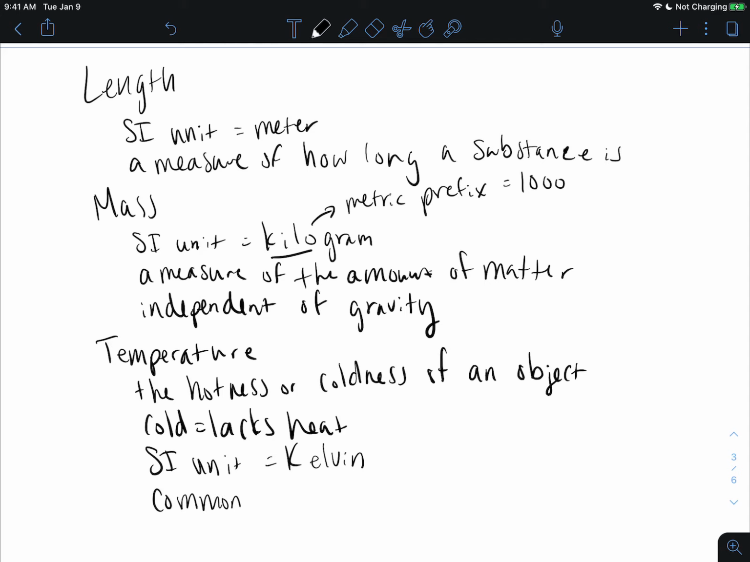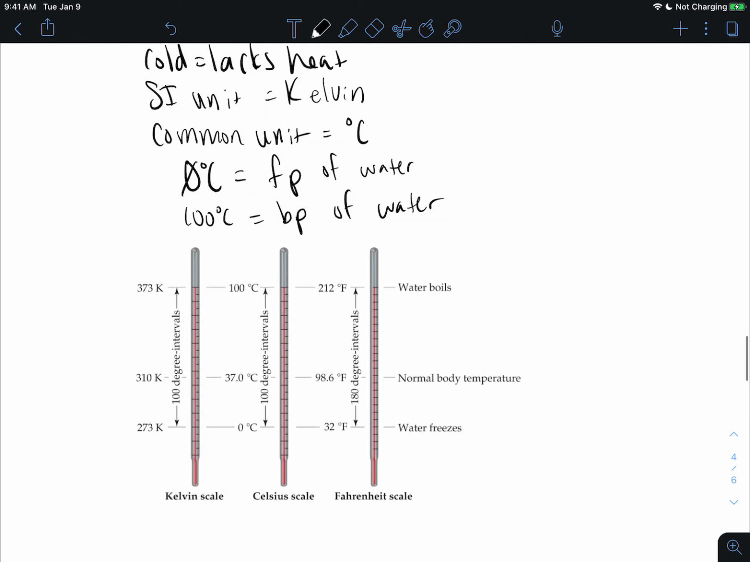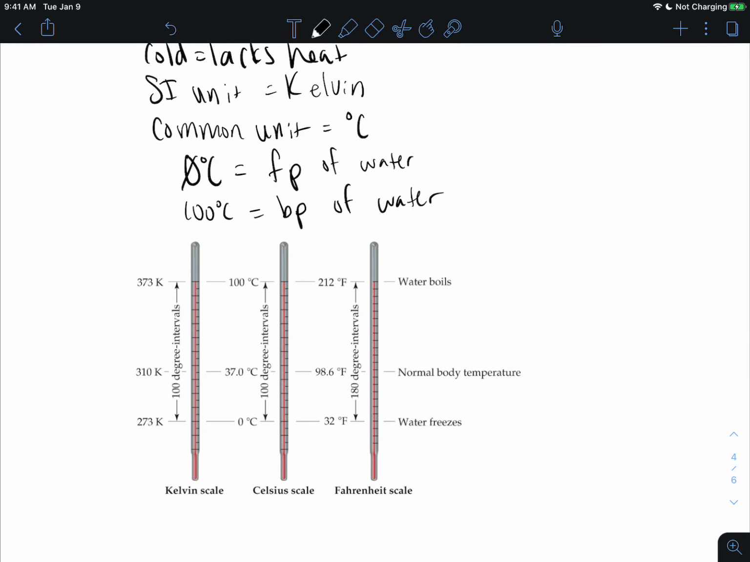And the reason that degrees Celsius is so common is because 0 degrees Celsius is our freezing point of water, and then 100 degrees Celsius is the boiling point of water. This is a comparison between Kelvin, degrees Celsius, and Fahrenheit. And you should be able to do the conversions between them.